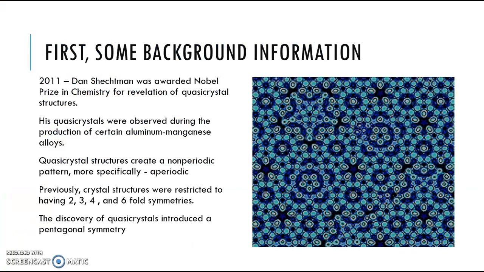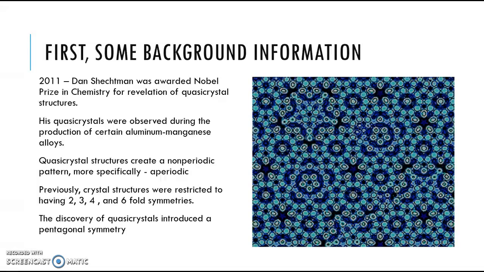In 2011, Dan Shechtman was awarded a Nobel Prize in Chemistry for the revelation of quasi-crystal structures. These were observed first during the production of aluminum manganese alloys, and what they found was that these quasi-crystal structures create a non-periodic pattern, and more specifically, they create an aperiodic pattern, and we'll talk about those differences in a little bit.